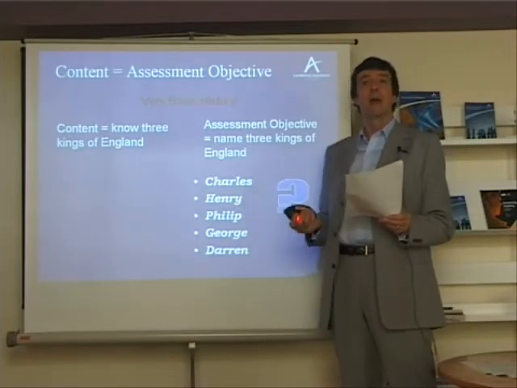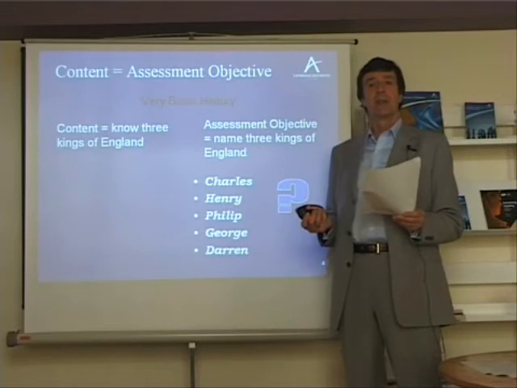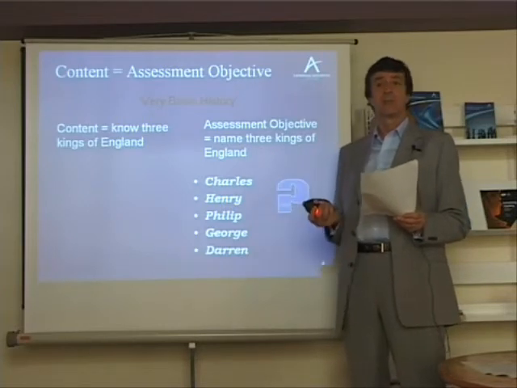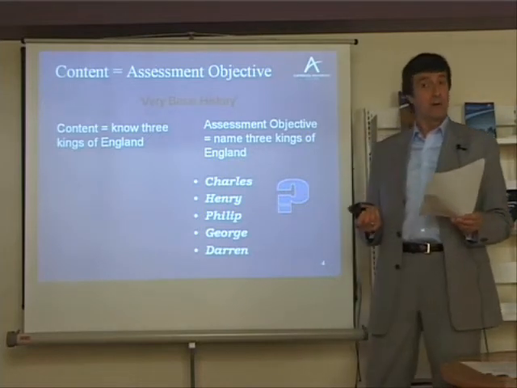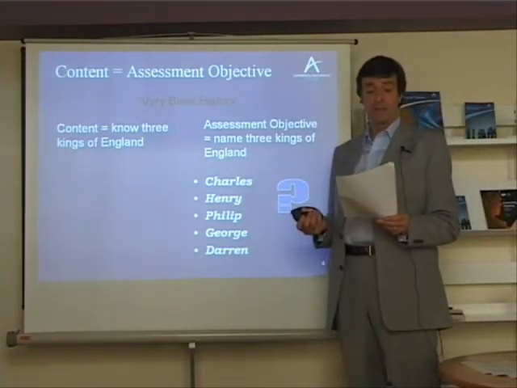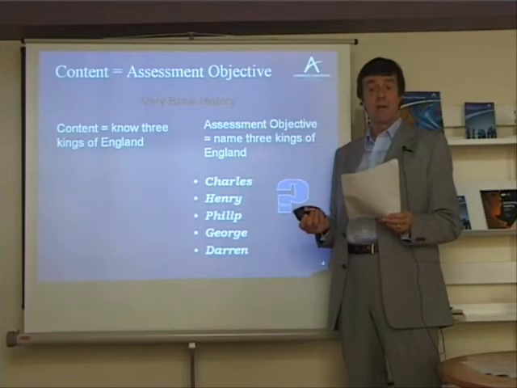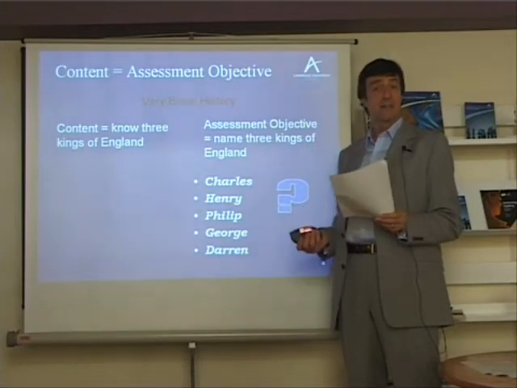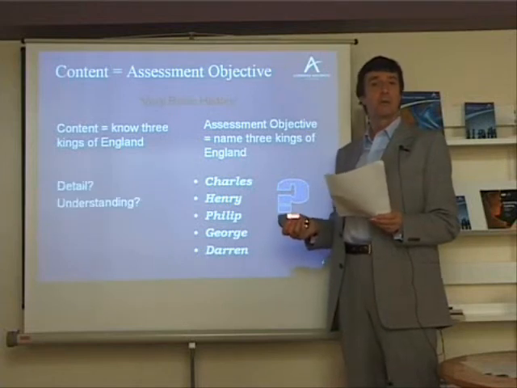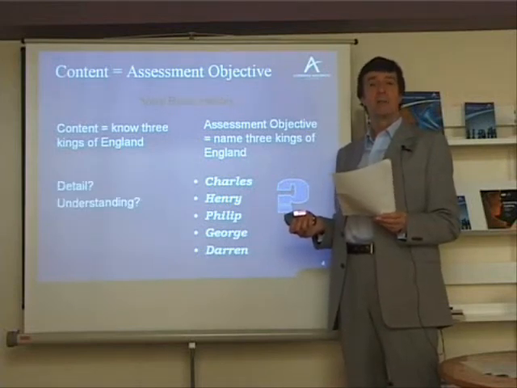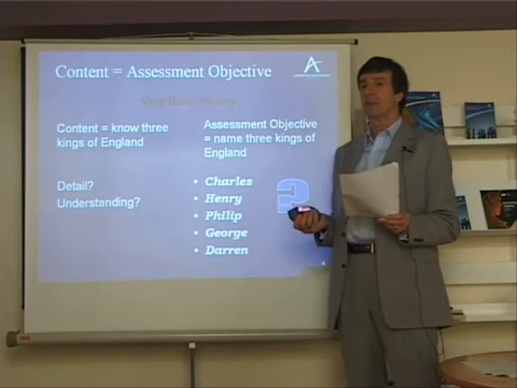If a candidate for our very basic history gives us 3 names in response to our question, and 3 of those names are indeed kings of England, but 2 clearly are not, is that a success on the part of the candidate? How much detail do we want to assess? How much understanding of the content do we want the candidate to show?